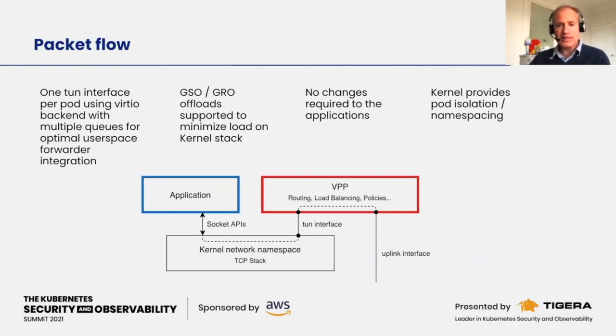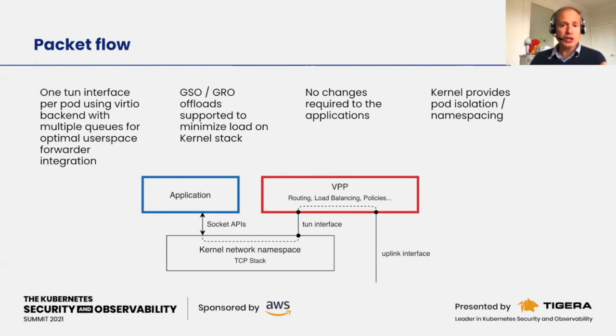So as you can see, VPP, the red box here, owns the uplink interface. Which means that all the packets arriving to the node will arrive through this uplink interface and to VPP. VPP will do what it has to do in order to do what the CNI has to do, right? So routing, NATing, load balancing, policies, crypto, if you have end-to-end crypto, and so on and so forth. But then it's going to inject the packets into the regular kernel stack.